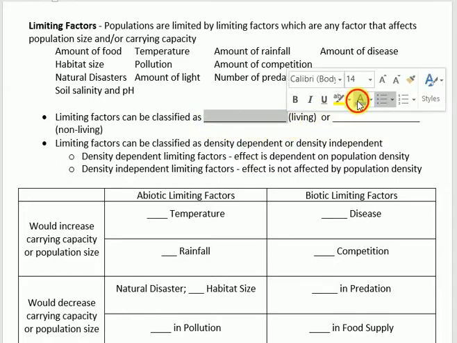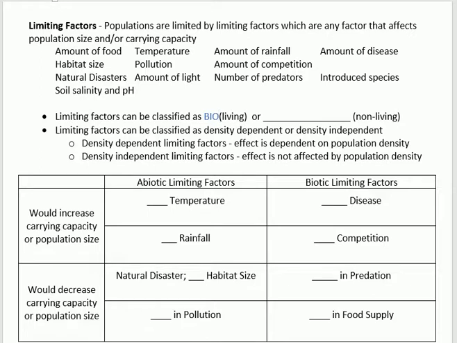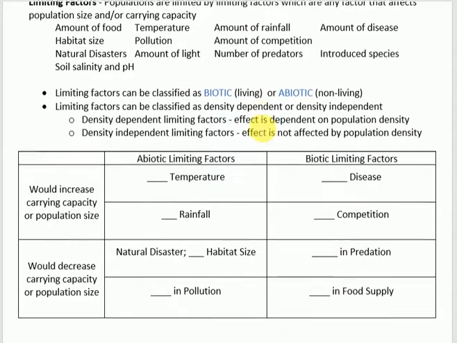So we can say here that they can be classified as biotic, which is living, or abiotic, which is non-living. They can also be classified as density dependent or density independent. So the density dependent limiting factors, the effect of the factor is dependent on the population density, versus the density independent limiting factor, it's not affected by population density.